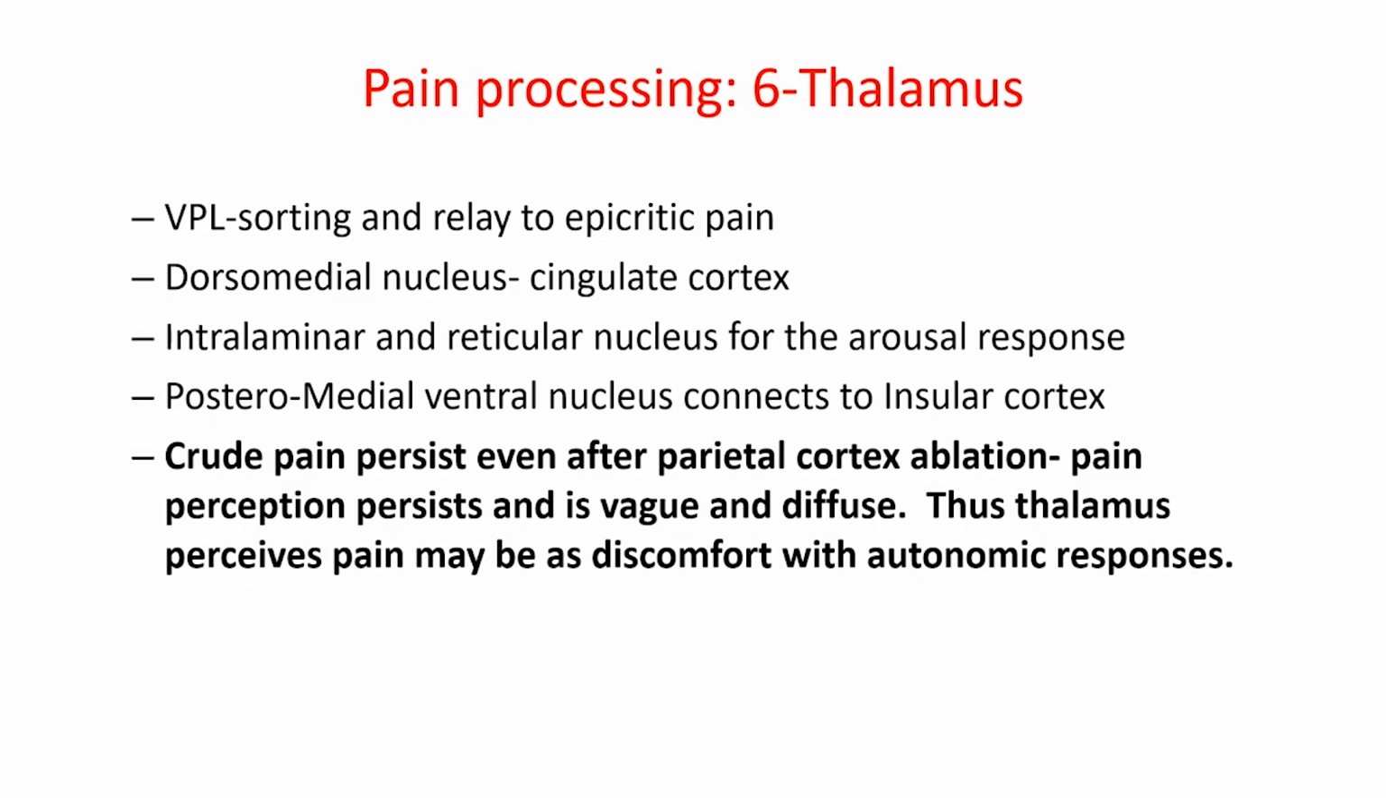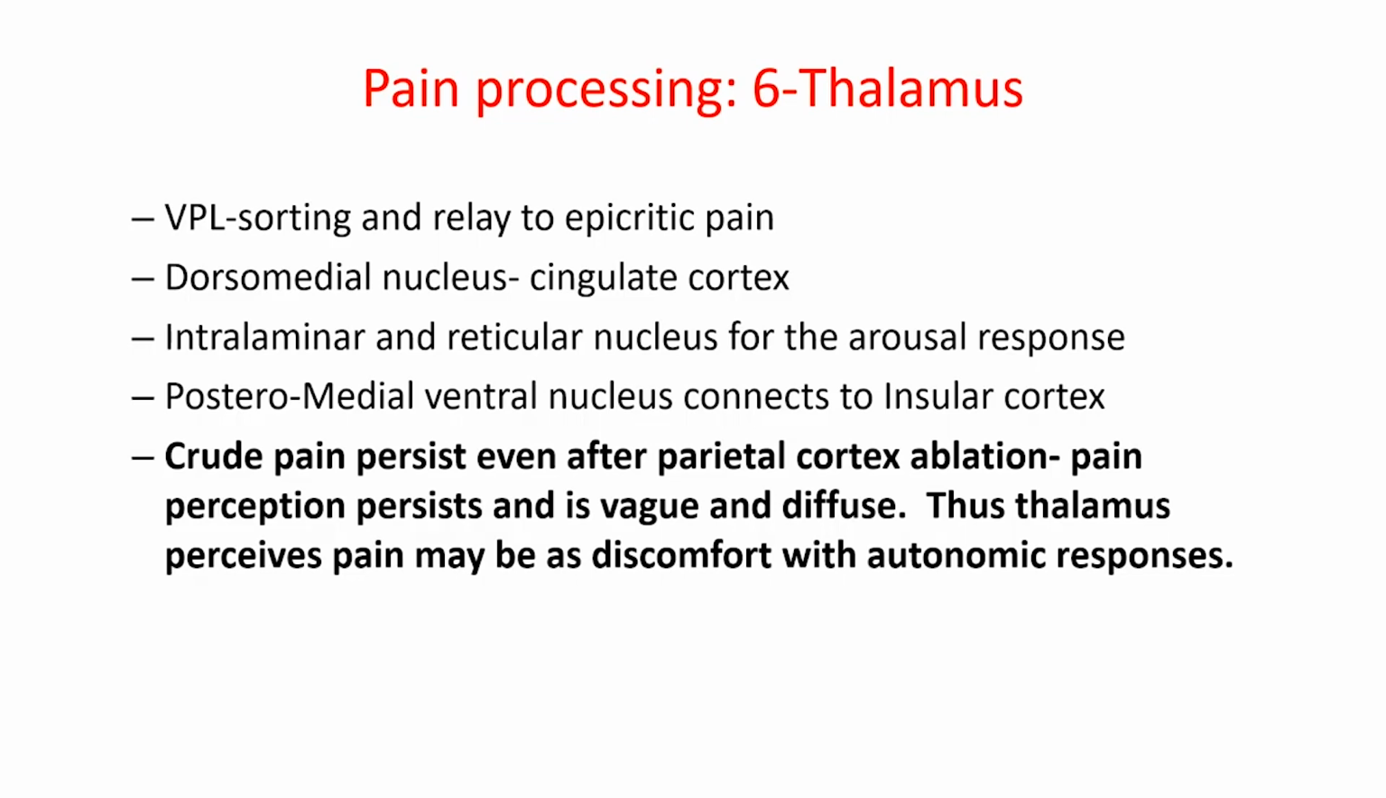Pain processing in the thalamus. The thalamus is a part in which the pain is partially processed, because thalamotomy or ablation of the parietal cortex does not abolish the pain. The pain persists and it is vague and diffuse, along with all other autonomic responses and discomfort. So that means the thalamus primitively processes the pain.